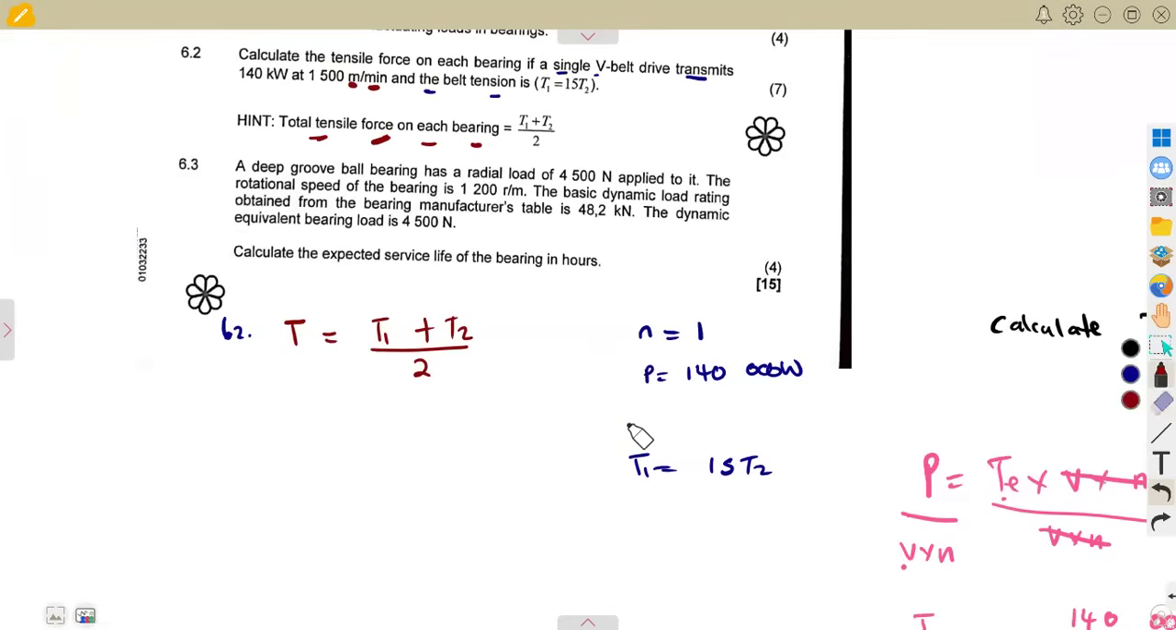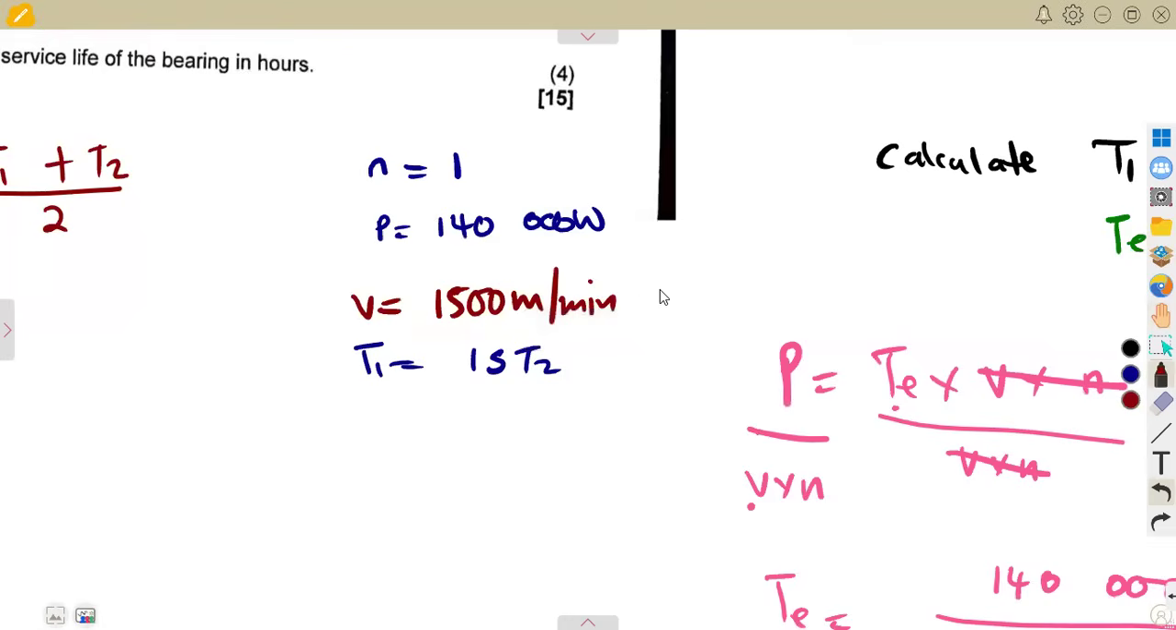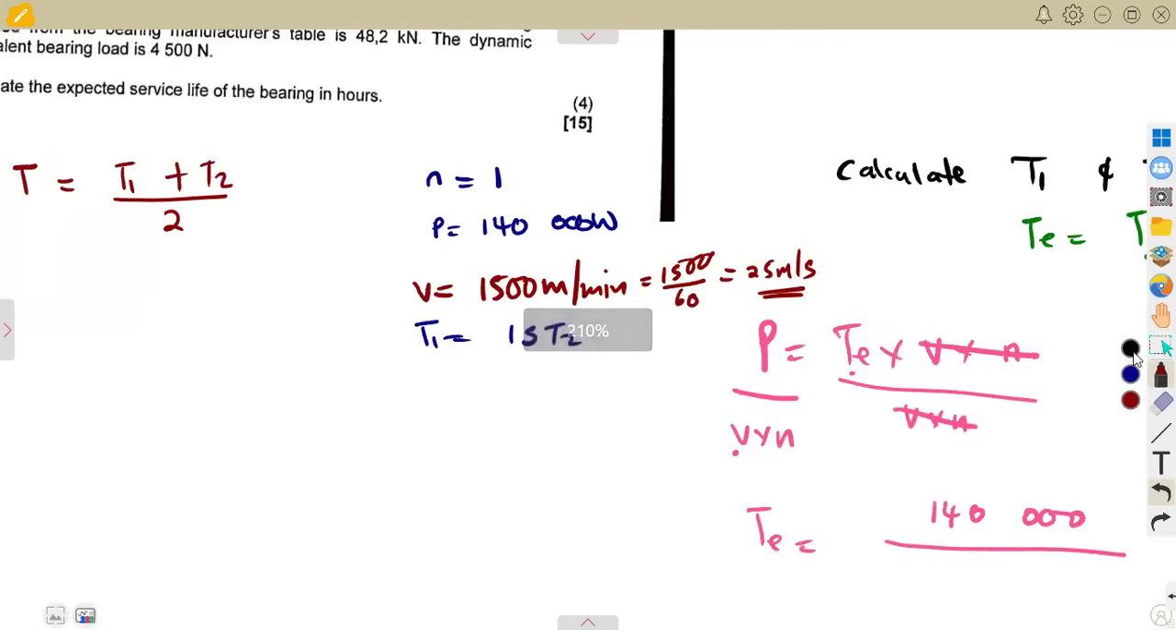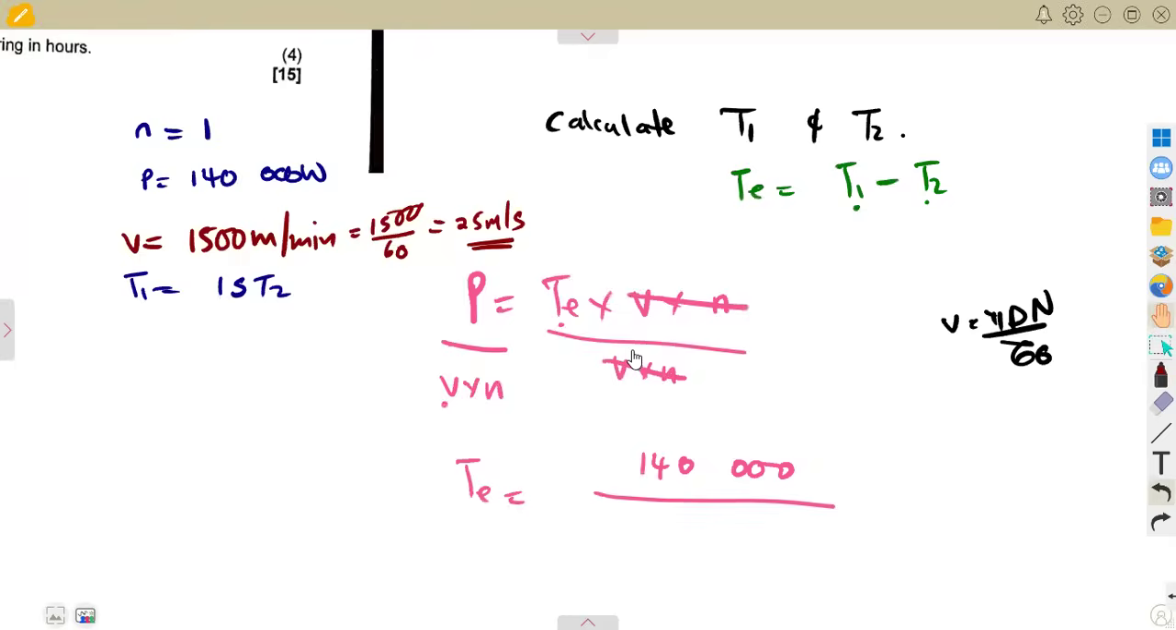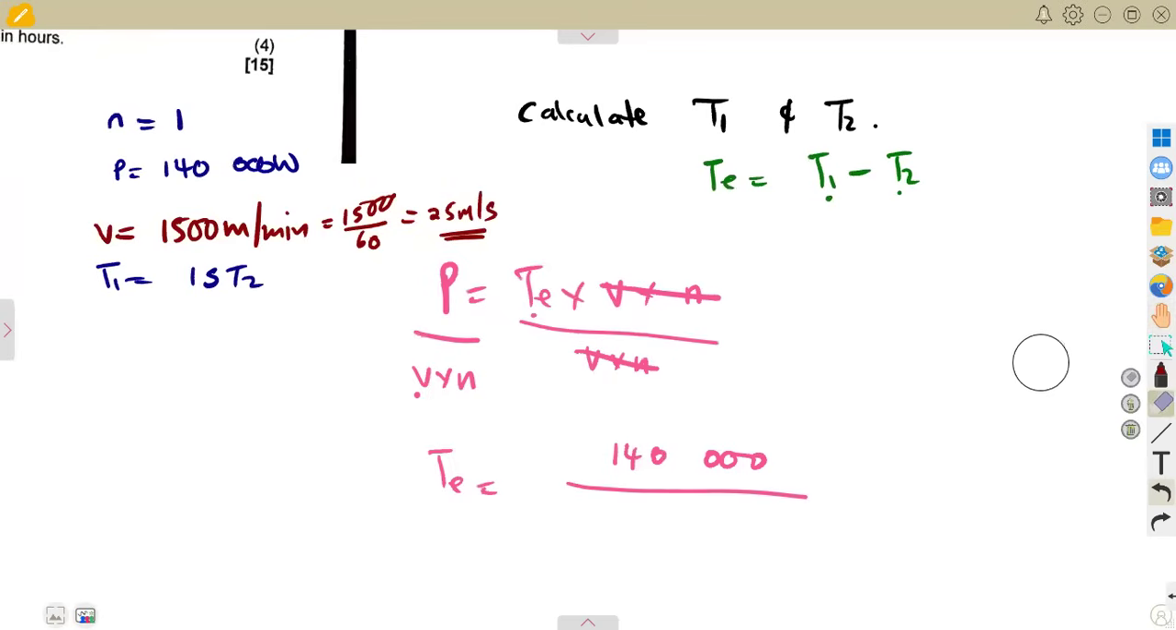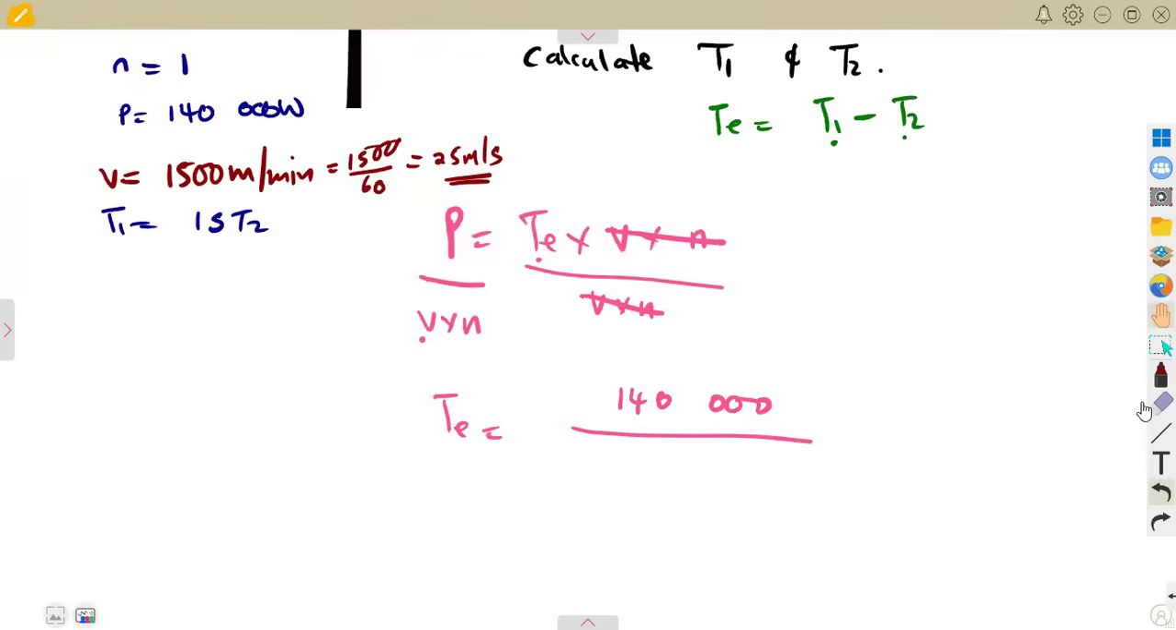So this one is the velocity V, which is 1,500 meters per minute. As we need meters per second, we're just going to divide by 60. So to find the velocity in meters per second, you divide by 60. This one is going to be 1,500 over 60, and that will give us 25 meters per second. According to the unit you're given, that is meters per minute, not revs per minute. If it was revs per minute, we would use the formula, but it's meters per minute.